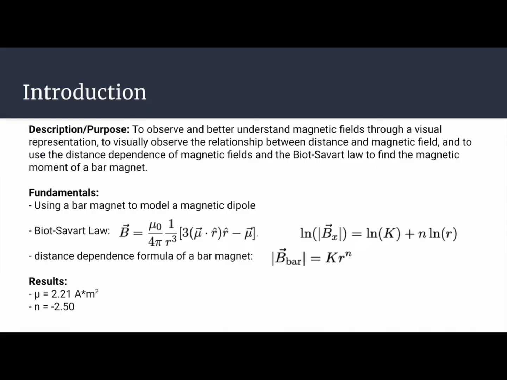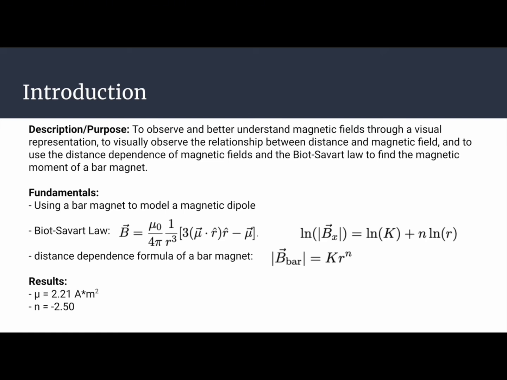The introduction. The purpose of this lab was to observe and better understand magnetic fields through visual representation, to visually observe the relationship between distance and magnetic field, and to use the distance dependence of magnetic fields in the Biot-Savart law to find the magnetic moment of a bar magnet.